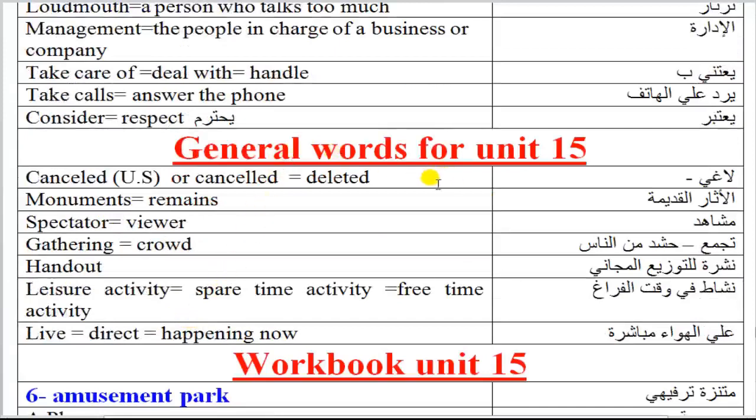General words for unit 15. Cancelled, cancelled, deleted. Double L, this is British, the verb British. One L, American. Monuments, remains. Spectator, British spectator, American spectator, viewer. The T is a soft D between two vowels. Gathering, crowd, handout, leisure activity, spare time activity, free time activity, live, direct, happening now.